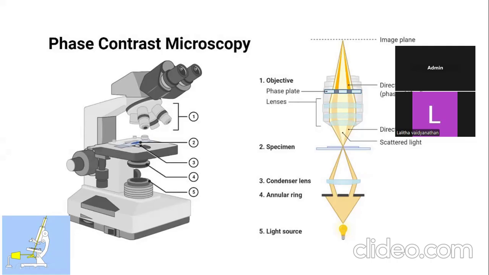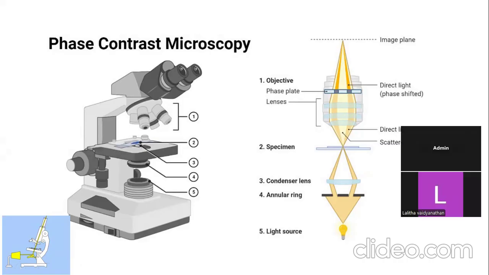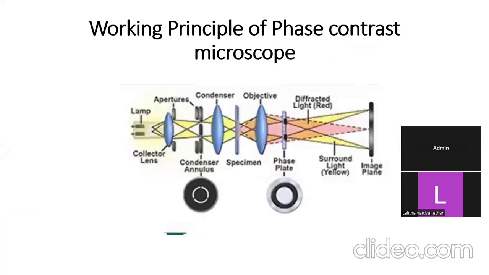Okay, is it clear? That is phase shift. When the light reaches here, the direct light creates a phase shift. Based on that, the image will be created. How it gets created, we'll see here. So this is the working principle.